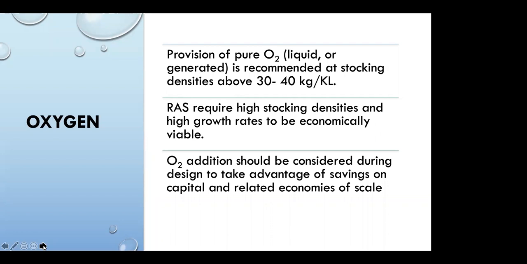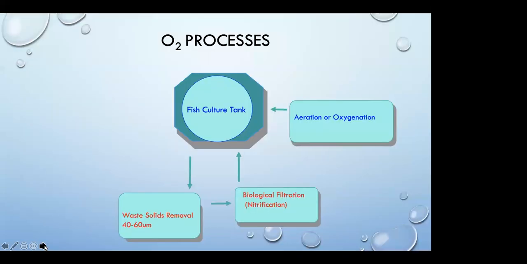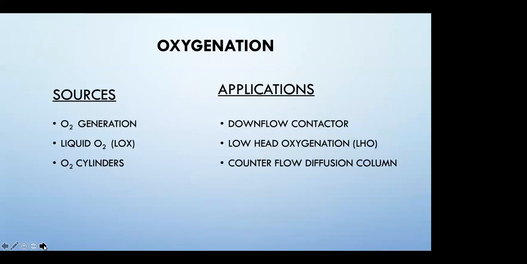One of the reasons why is RAS requires that higher stocking density and higher growth rate to be economically viable, right? And O2 addition should be considered during design in the earlier stages, so you can take advantage of the economies of scale. This is where the oxygen process goes into the layout. Sources: O2 generation, liquid oxygen, or cylinder.